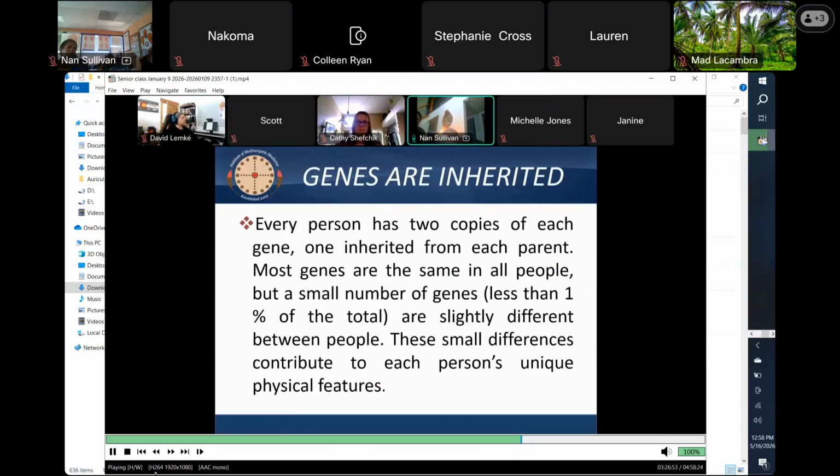Every person has 2 copies of each gene, one inherited from each parent. Most genes are the same in all people, but a small number of genes, less than 1% of the total, are slightly different between people. These small differences contribute to each person's unique physical features.